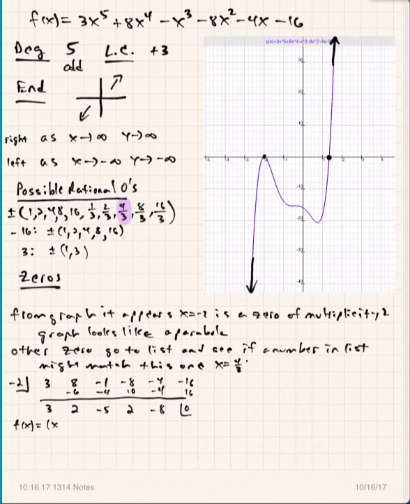We know that x plus 2 is a factor because negative 2 is a 0. And the other factor has got to be a degree 4 factor, right? It's got to be 1 degree less. So this has got to be a degree 4 polynomial. So this is 3x to the 4th plus 2x cubed minus 5x squared plus 2x minus 8.